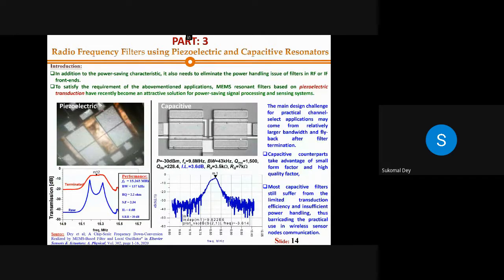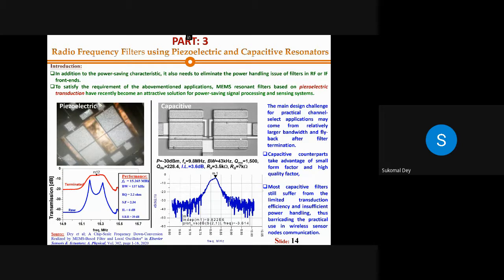Another transduction mechanism is the capacitive-based one. In the piezoelectric-based transduction mechanism, you are using some piezo material like aluminum nitride, and you can see the filtering performance. It is working at 15.3 megahertz for some sensor applications, and there the insertion loss is around 6 dB. It's on the higher side, but whenever you make capacitive-based transduction, you can get an insertion loss of around 3.6 dB.